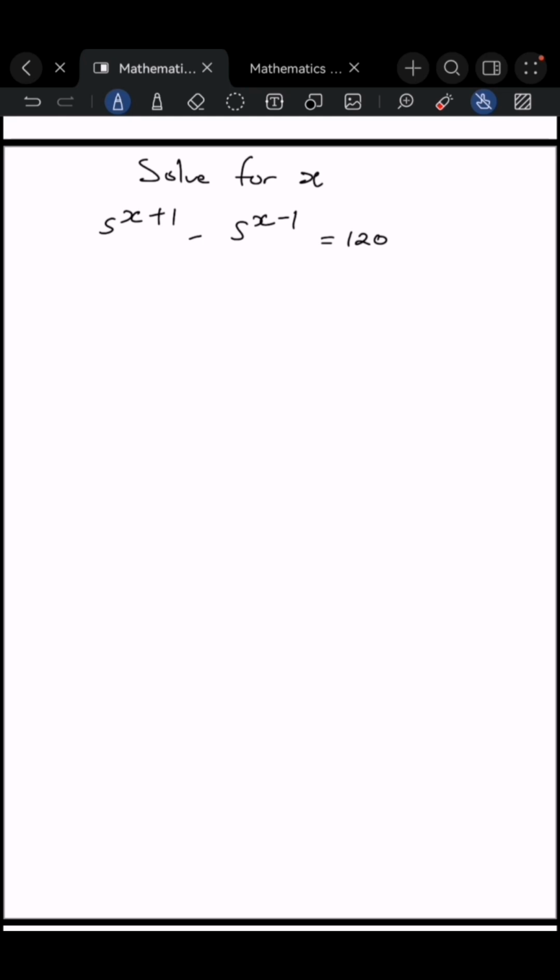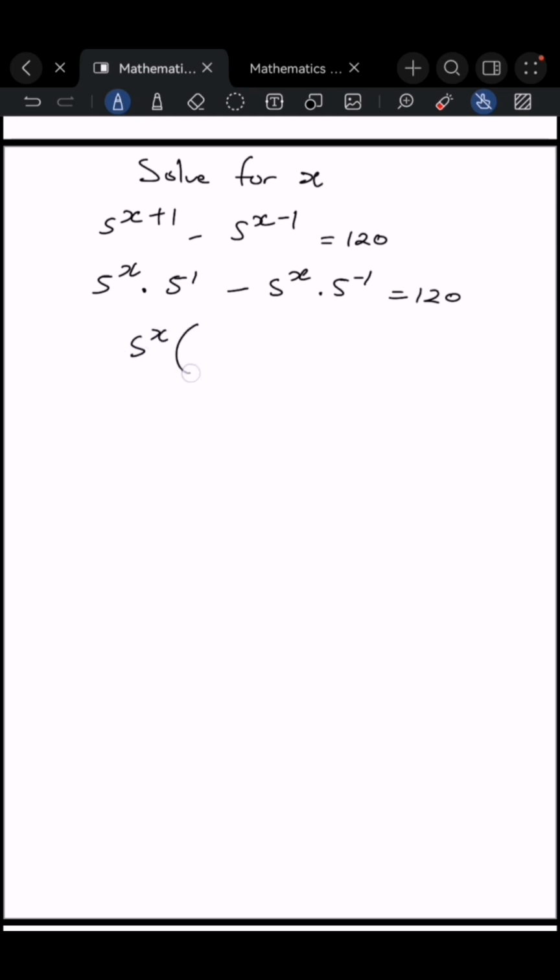Solve for x, where 5 raised to the power of x plus 1 minus 5 raised to the power of x minus 1 is equal to 120. We start by saying 5 raised to the power of x multiplied by 5 raised to the power of 1, minus 5 raised to the power of x multiplied by 5 raised to the power of 1 over 5, should be equal to 120, as is given.